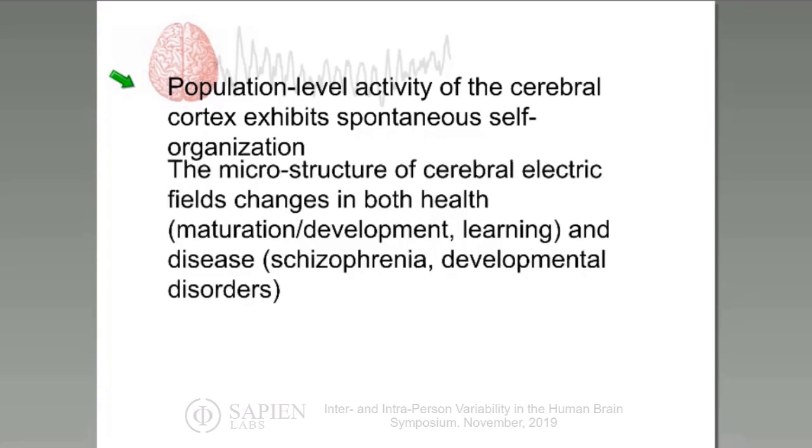We also know that the microstructure, so to speak, of these resting electrical fields changes in healthy, typical development, as a function of maturation, axonal pruning, myelination, things along those lines. It also changes as a function of learning experiences, both Pavlovian conditioning and other forms of learning. And it also changes in disease, and we certainly know a lot about that. We know about some of the alterations in resting state oscillations in diseases like schizophrenia and other neurodevelopmental disorders like autism.